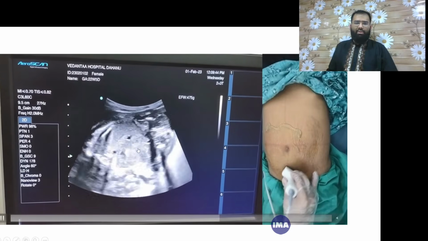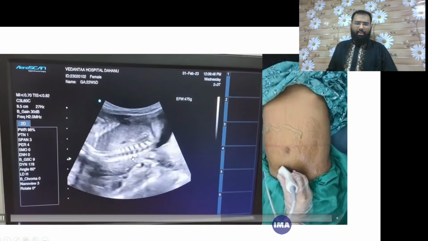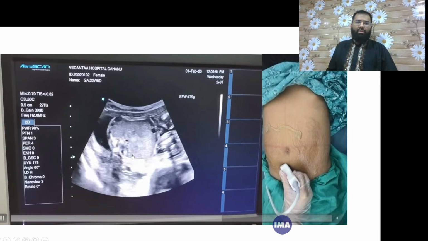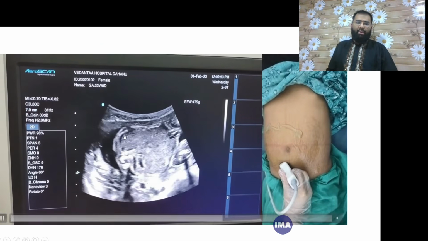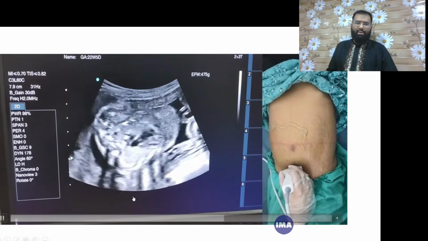So now again, this is urinary bladder. This is the spine. Try to look for fetal kidneys. These are fetal kidneys here. This one, the fetal kidney.